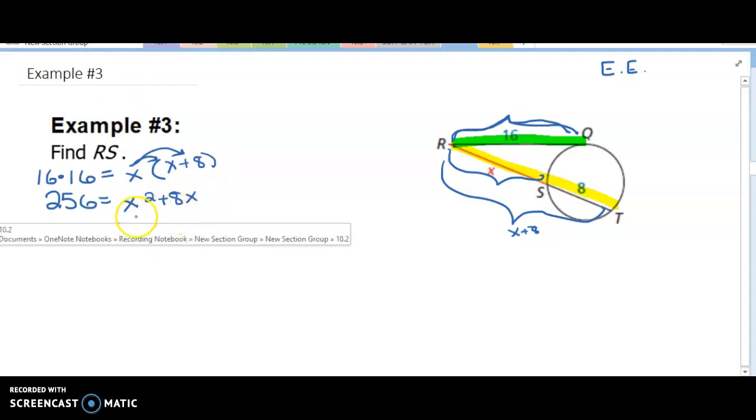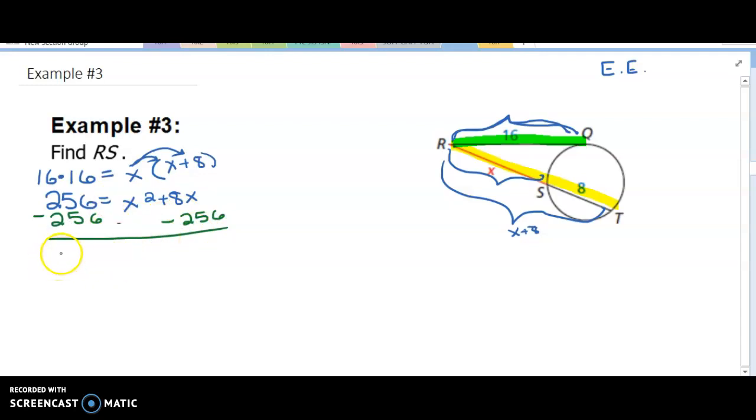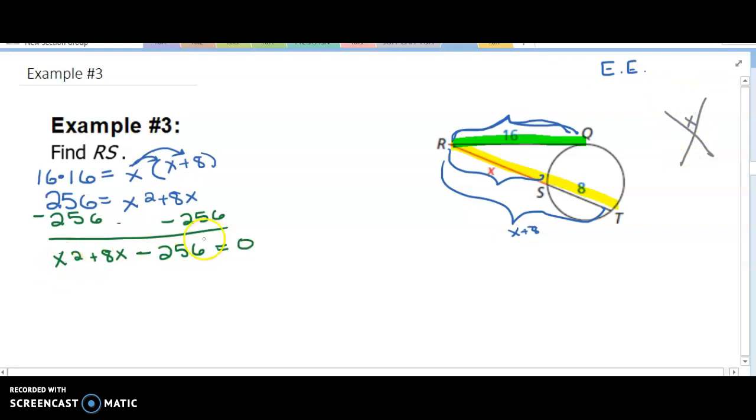Okay, now we have a quadratic. We can't get this X squared to cancel. So first thing I want to do is I want to set it equal to 0. Can't do anything until it's set equal to 0. So I'd get X squared plus 8X minus 256 is equal to 0. Okay, now if I wanted to factor, I'd say two numbers that multiply to A times C, so negative 256, but they add to B, which is 8. Okay, well, newsflash, there are no two nice numbers that do that. Therefore, factoring is not a method here. This is not a way to solve this.